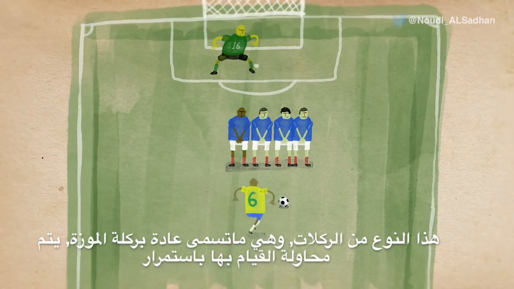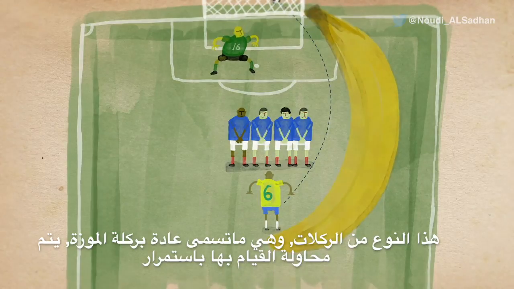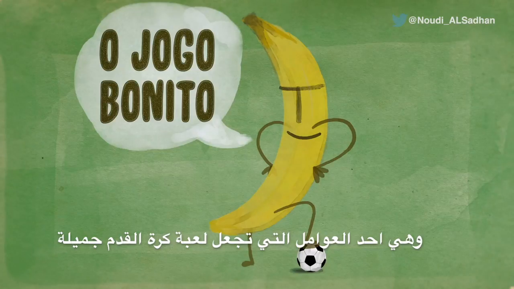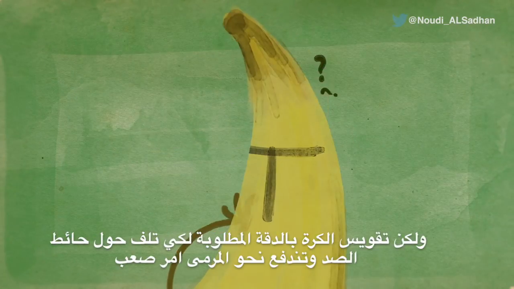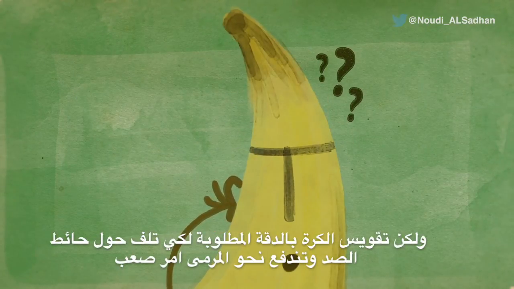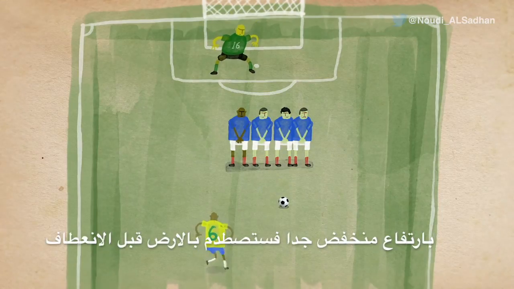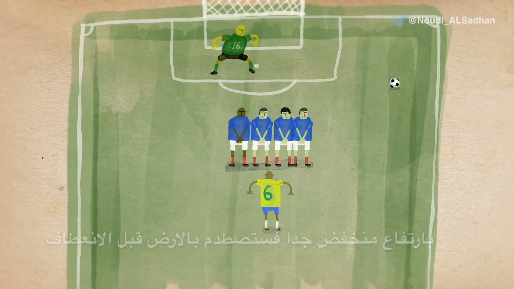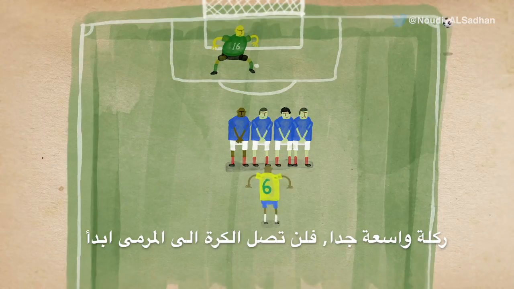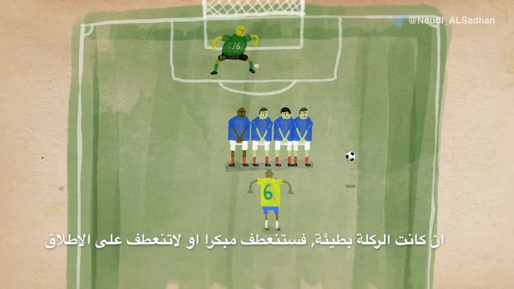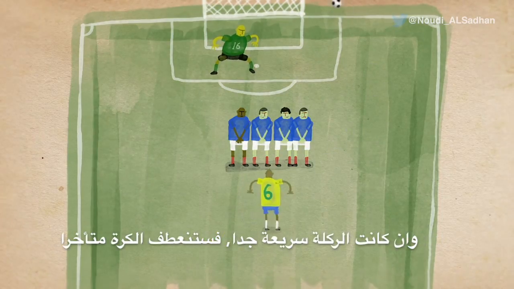This type of kick, often referred to as a banana kick, is attempted regularly, and it is one of the elements that makes the beautiful game beautiful. But curving the ball with the precision needed to both bend around the wall and back into the goal is difficult. Too high and it soars over the goal. Too low and it hits the ground before curving. Too wide and it never reaches the goal. Not wide enough and the defenders intercept it. Too slow and it hooks too early, or not at all. Too fast and it hooks too late.